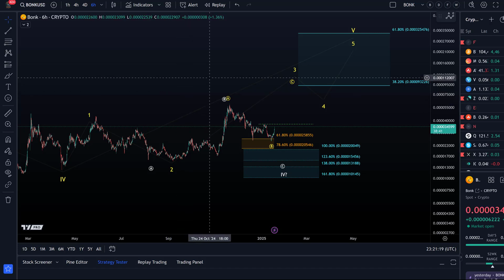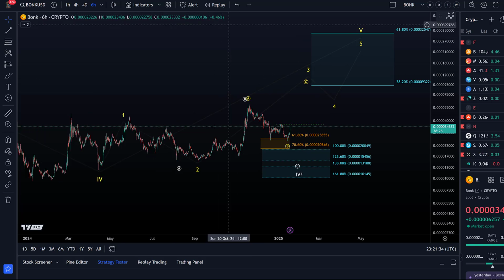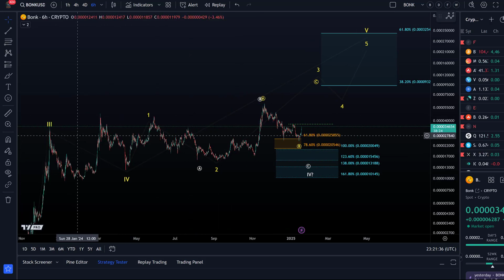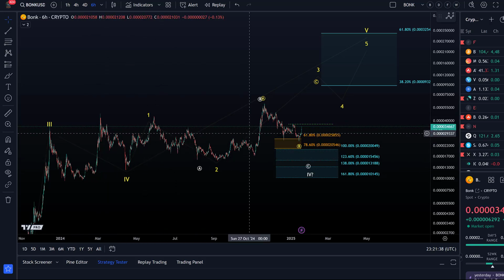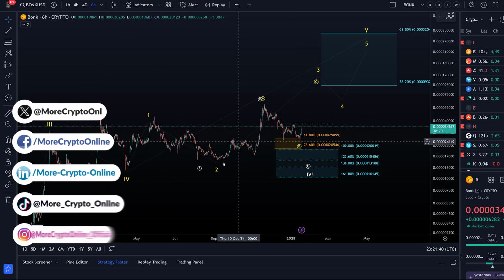We haven't covered Bonk actually for a while, I think. But Bonk has reacted again to that orange support area for the yellow B wave. I have to say though, this chart is getting a bit messy, right? It's very choppy, very overlapping. I mean, you see this is a really difficult structure to track and to interpret.